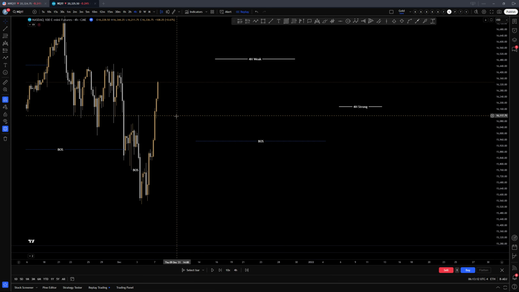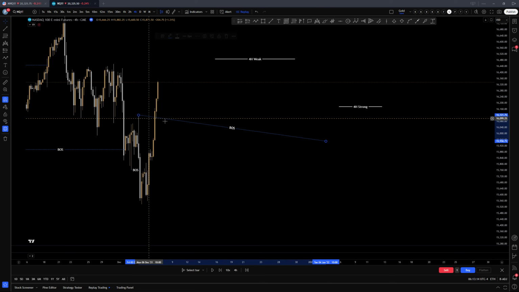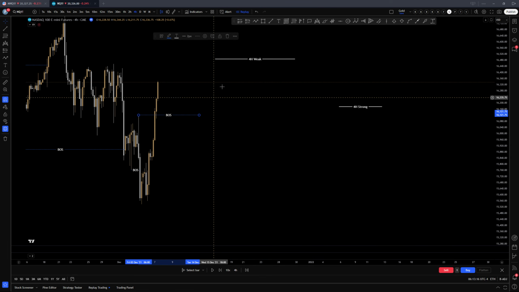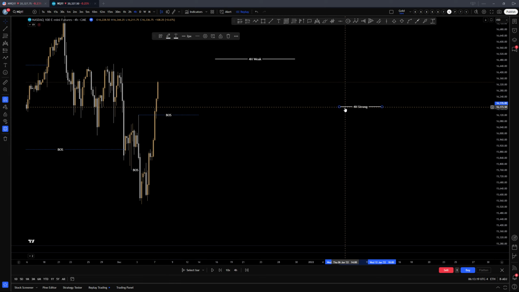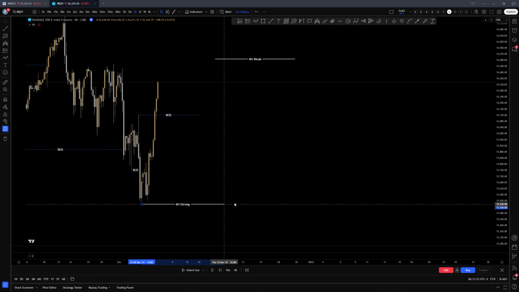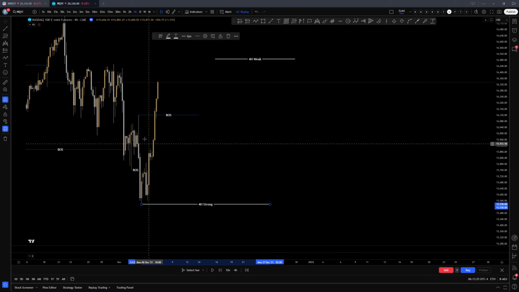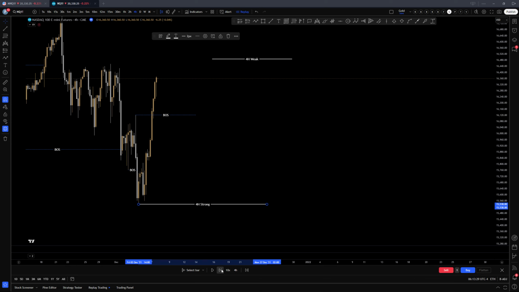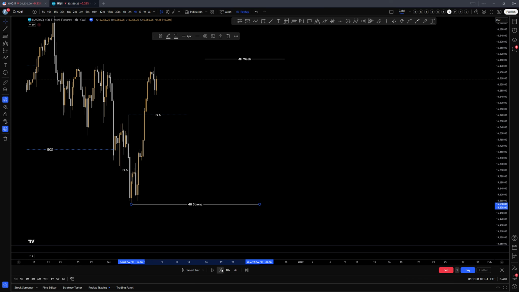So take away that, and now we've got a break of structure to the upside. So if we're going to continue upwards, then we need this to be our strong structure. And there we go, okay? And now we're expecting expansion, so we're expecting a pullback. See what happens.